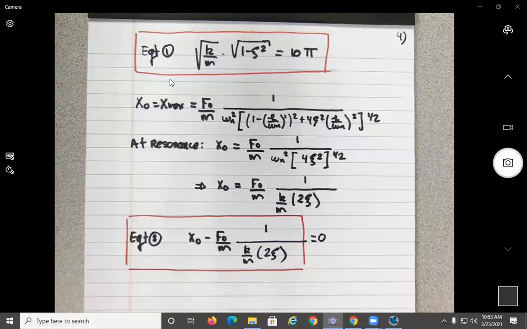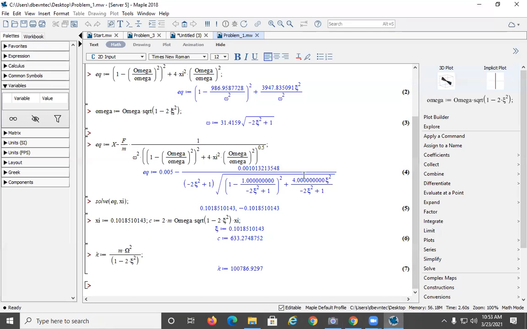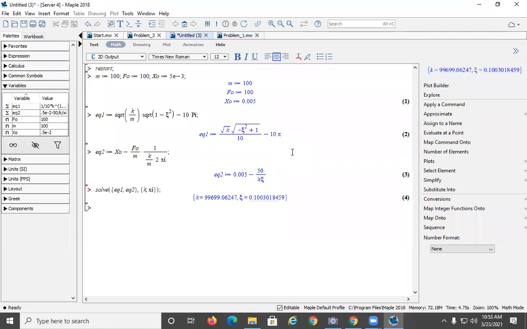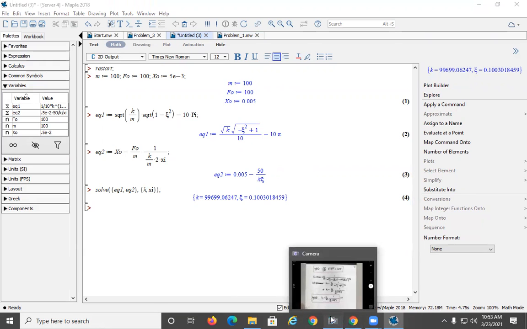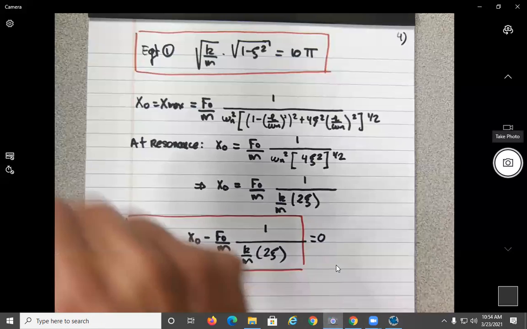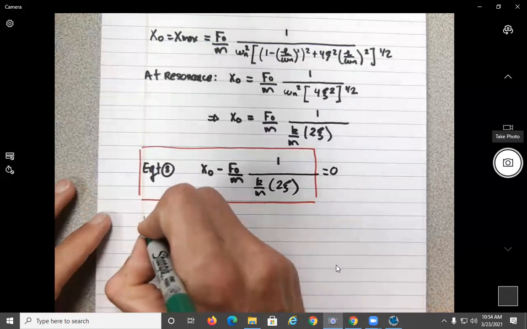All right, so now we have these two systems of equations that we need to solve. If we solve these two equations, this is what we have. So let me just write it over here. So we can write down over here again, using Maple.